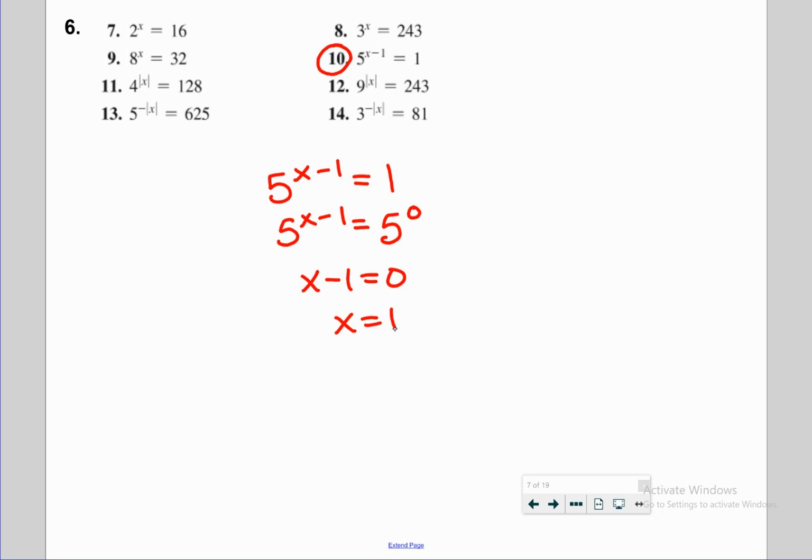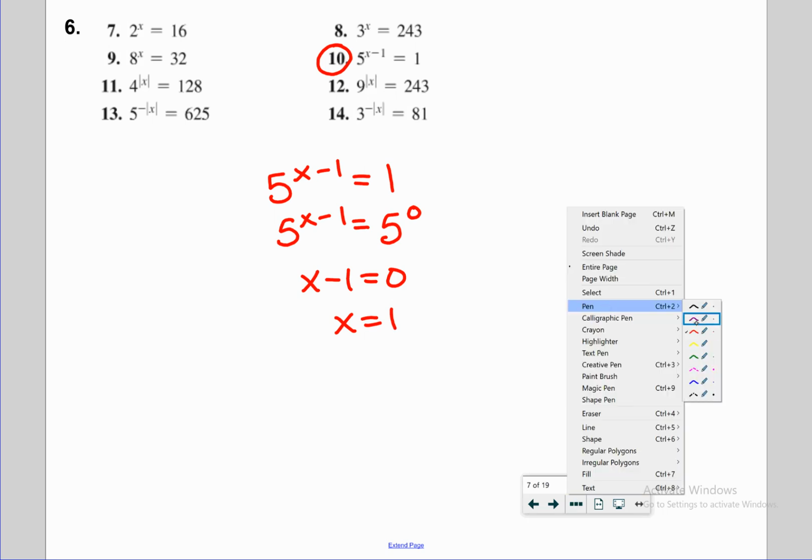So it saves you from having to do that log stuff if you're able to get the same base on both sides. I think it's worth looking at if you can do that in certain problems, because it can definitely save you some time and it doesn't make it as complicated. But if you did logs, take the log of both sides, bring the exponent down, divide the log over like we practiced.